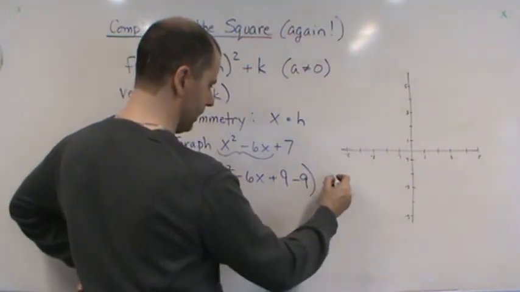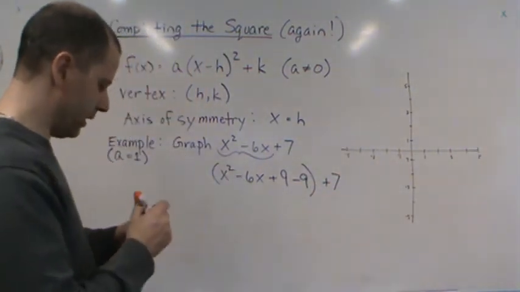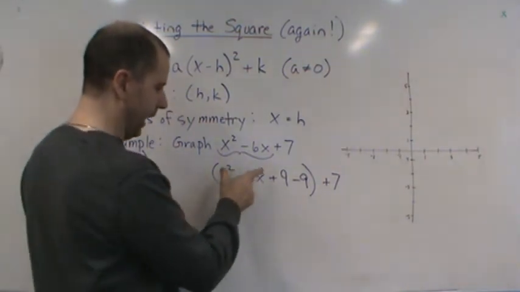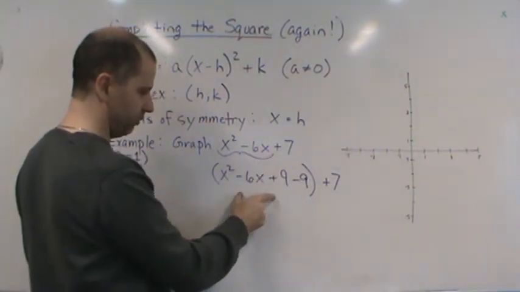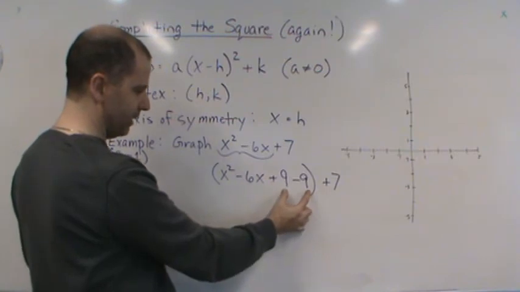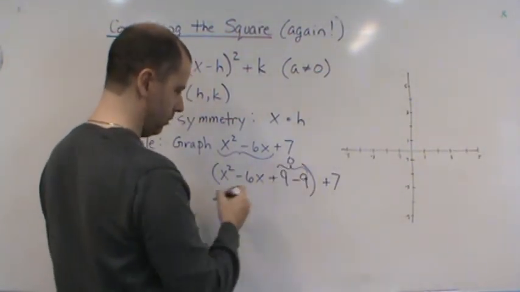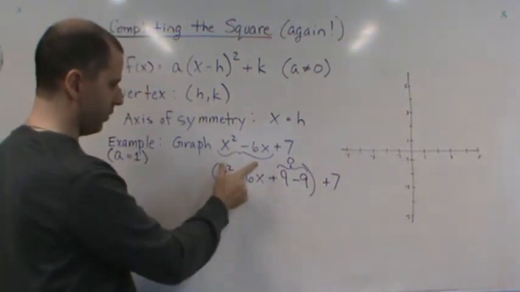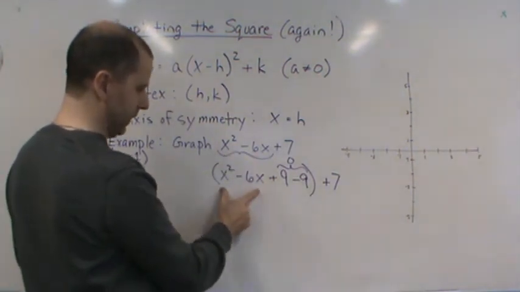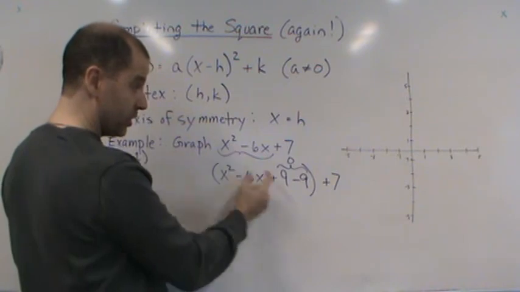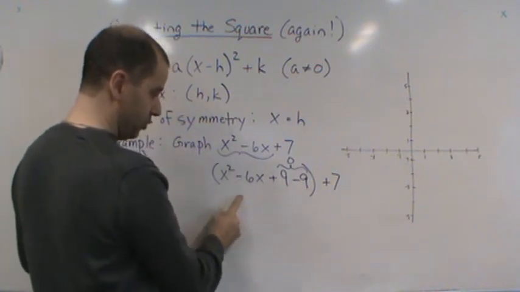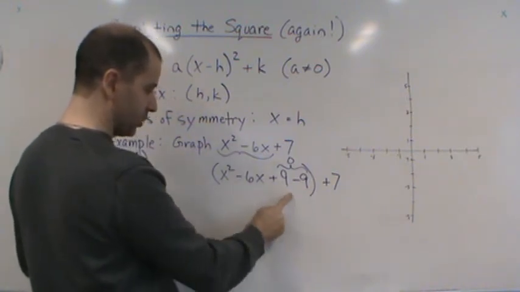And then I'm going to add the 7 on here. So notice something: I didn't change anything, right? I just added 0, right? So this piece here is the same as this piece. I just added this so that I can have a completed square here.